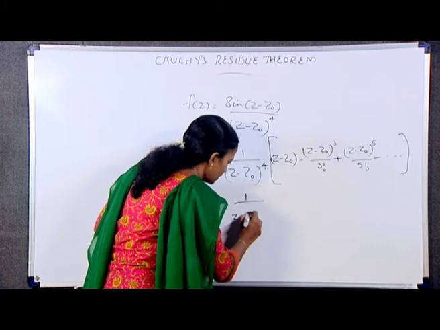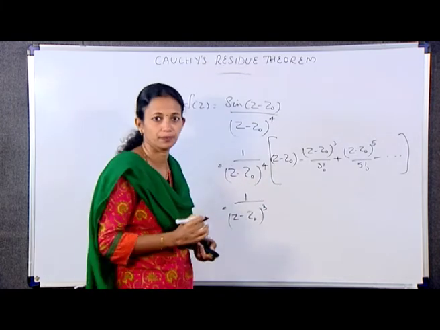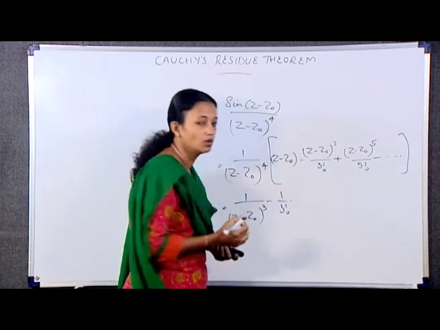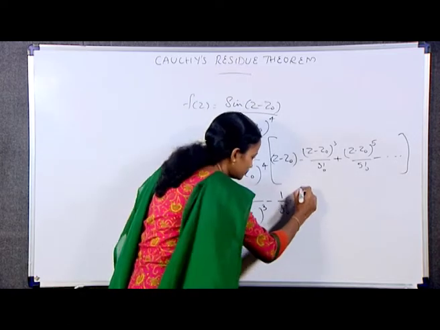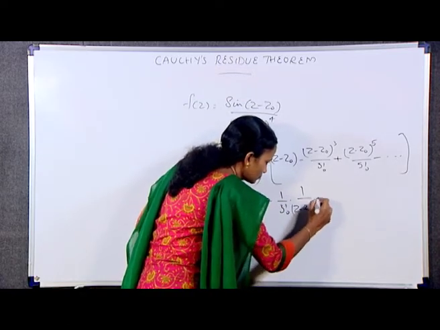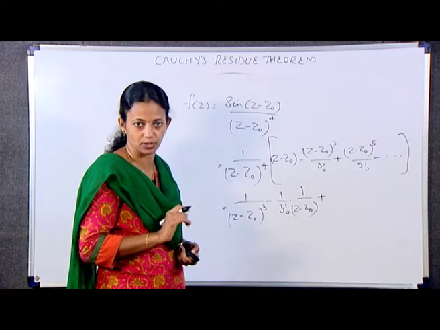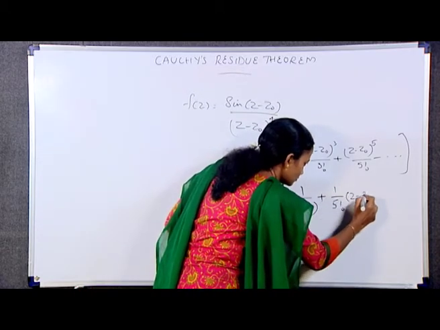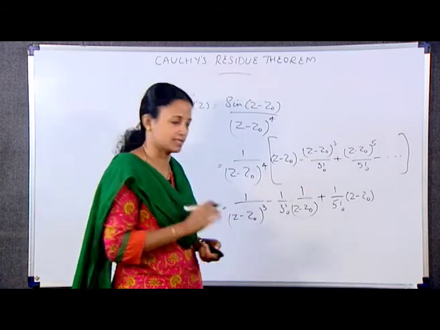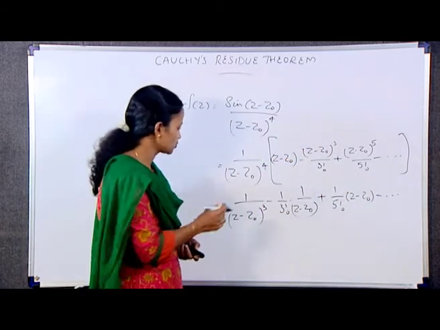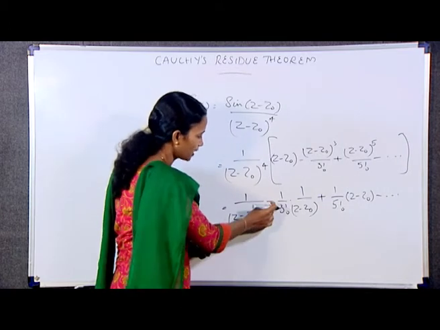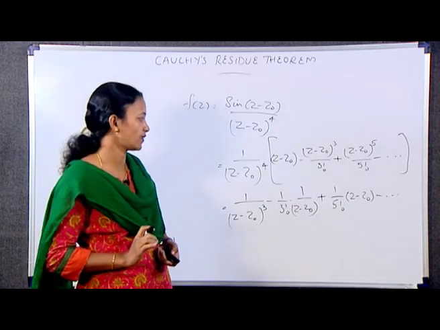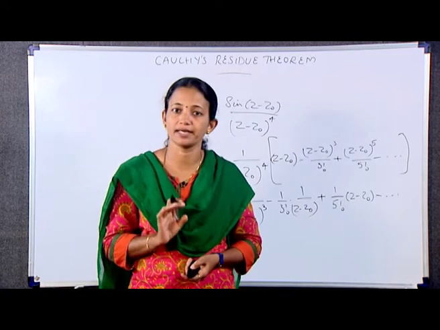This I can write as 1 by (z minus z0) whole cube minus 1 by 3 factorial into 1 by (z minus z0) plus 1 by 5 factorial into (z minus z0) minus etc. That is 1 by (z minus z0) whole cube minus 1 by 3 factorial into 1 by (z minus z0) plus 1 by 5 factorial into (z minus z0) minus etc.